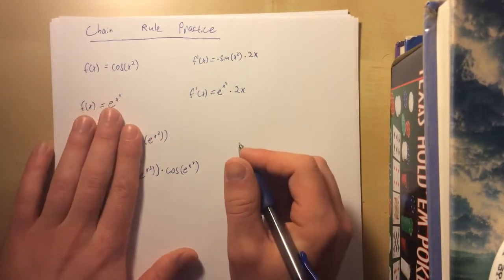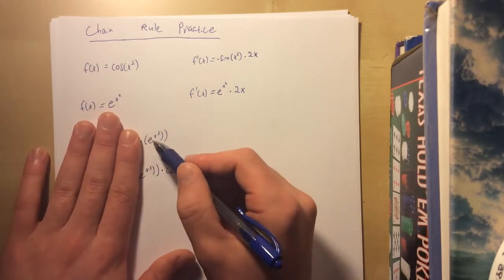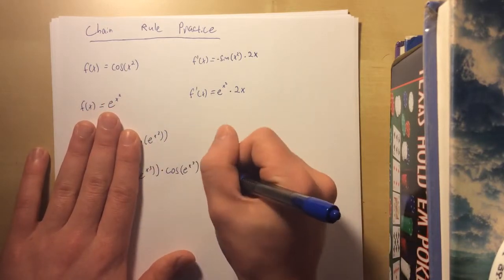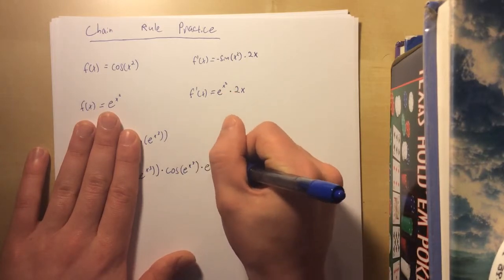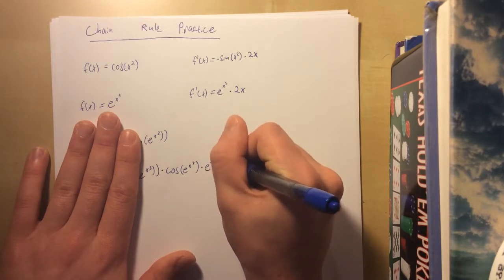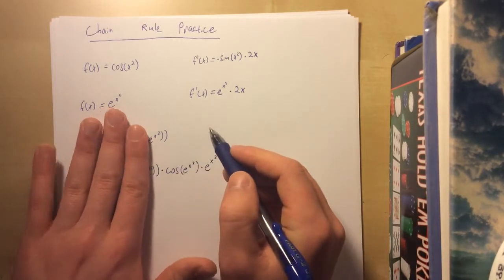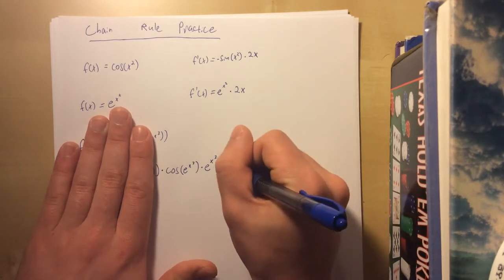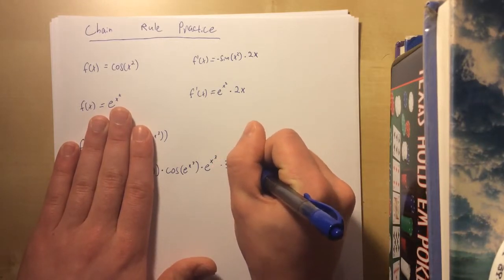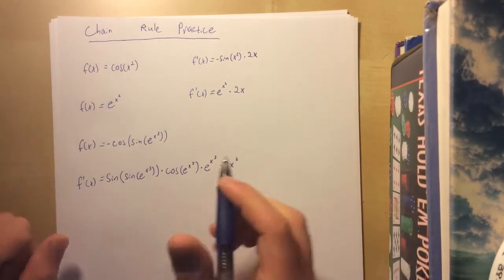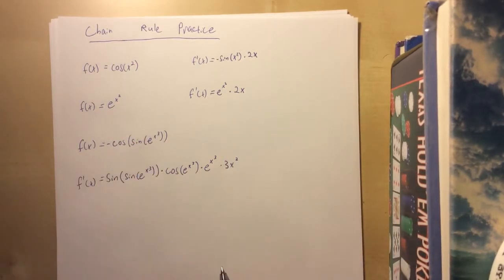And e to the x cubed, that's very similar to e to the x squared. Our original function is e to the something, and the derivative of e to the something is just e to that same thing. And now we just have to take the derivative of x cubed, which is 3x squared. And that's how you take the derivative of this whole expression.